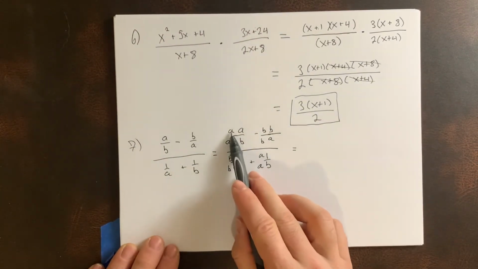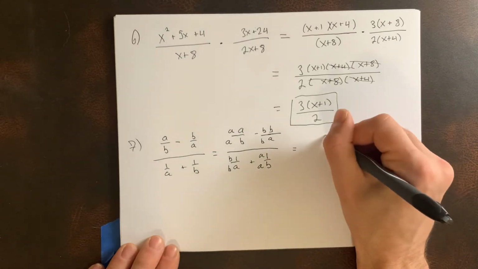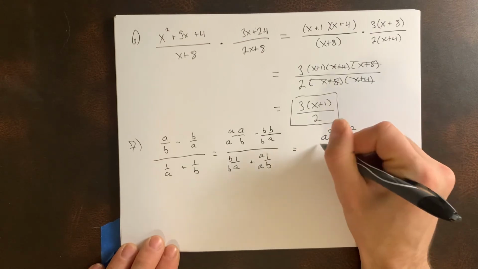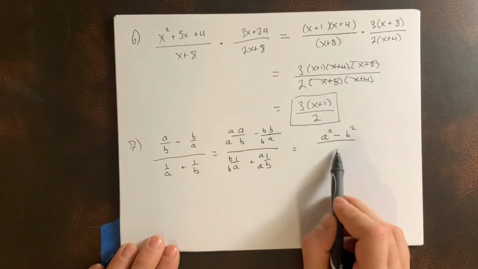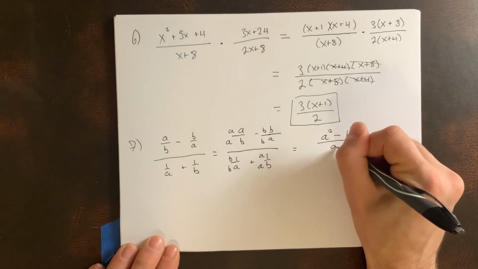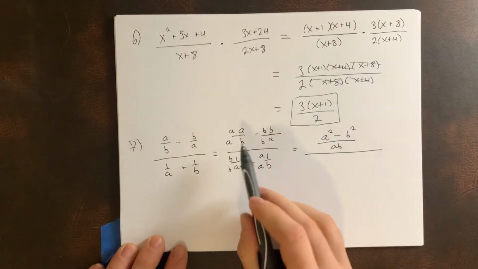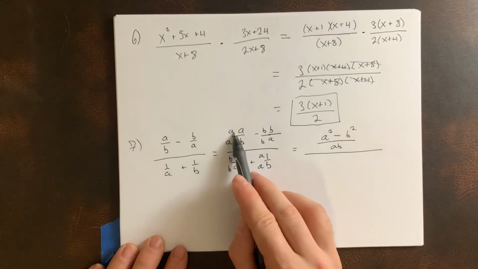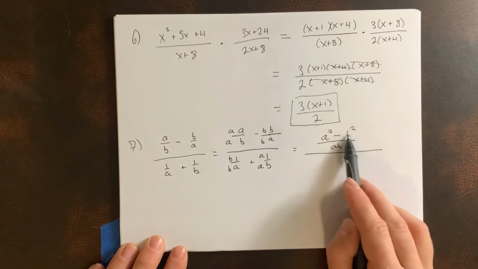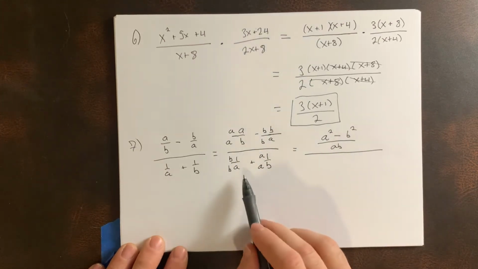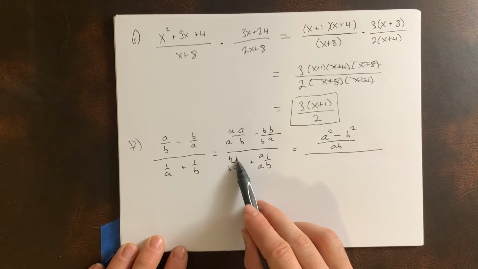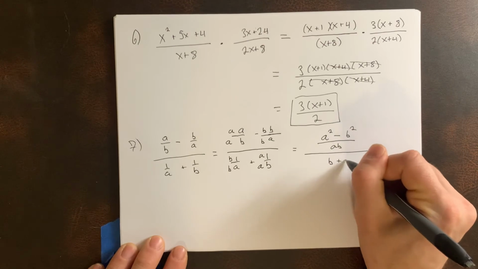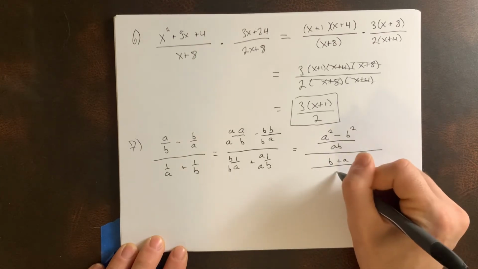So then what do we get? So here is a times a, which is a squared. B times b is b squared. And we have the same denominator, so we can just write one fraction, and this is going to be ab. So again, here's your ab. We have the same common denominator, which goes right here. A times a is a squared, minus b times b is b squared. Okay, so now on the bottom, here's b times 1, which is just b, and here's a times 1, which is just a. So we have b plus a all over ab.